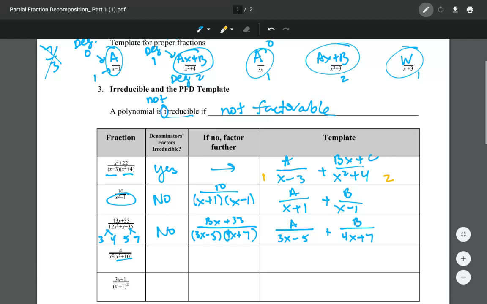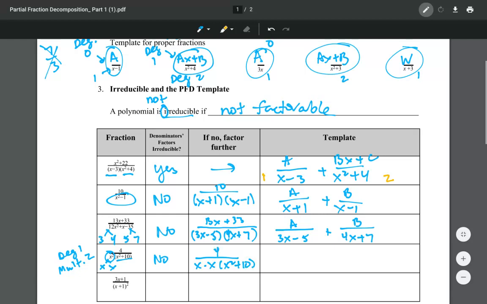X squared plus 10 is, but x squared, I actually could write that as x times x. We think of this as a linear factor, so it's degree 1 with multiplicity 2. I think this is one of the most confusing parts of the partial fraction template. So I do think of that as a degree 1. So is this irreducible? I'm going to say no, because I can rewrite this as x times x squared plus 10, and then my numerator.